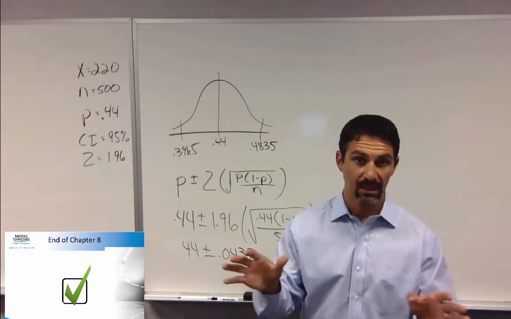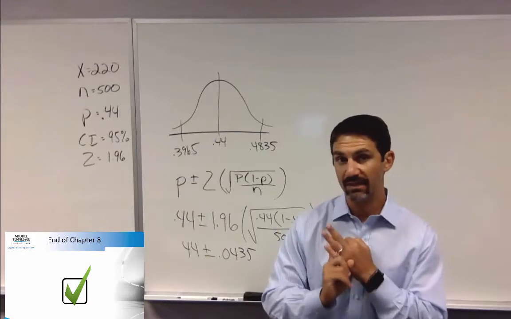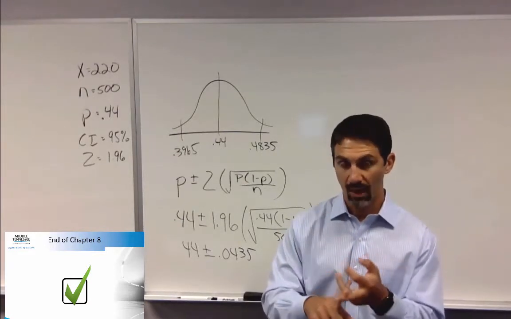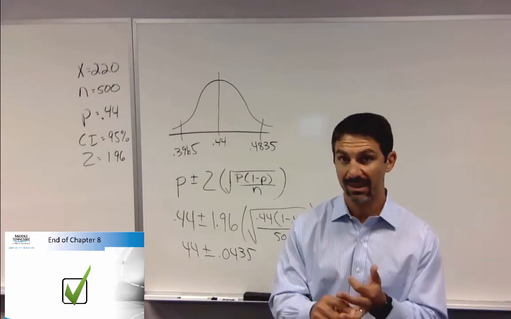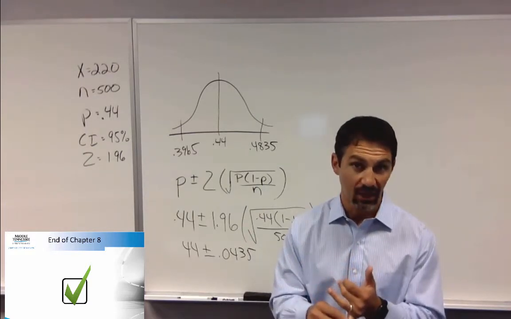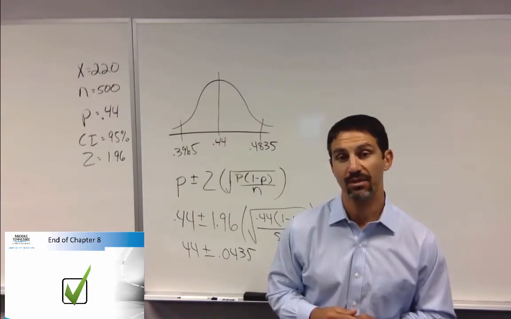So again, this is the conclusion of what I wanted to show you in Chapter 8. Basically, 3 different ways of doing confidence intervals. One when it's a population mean that you're looking for, and sigma is known. One when it is unknown, that's when you use t. And then the one we just showed you using population proportions.